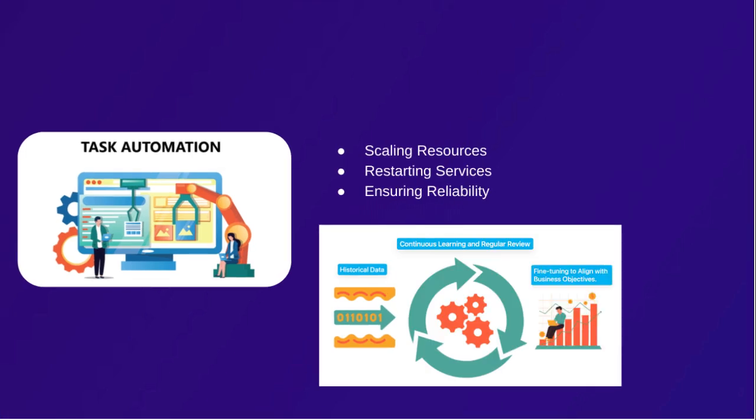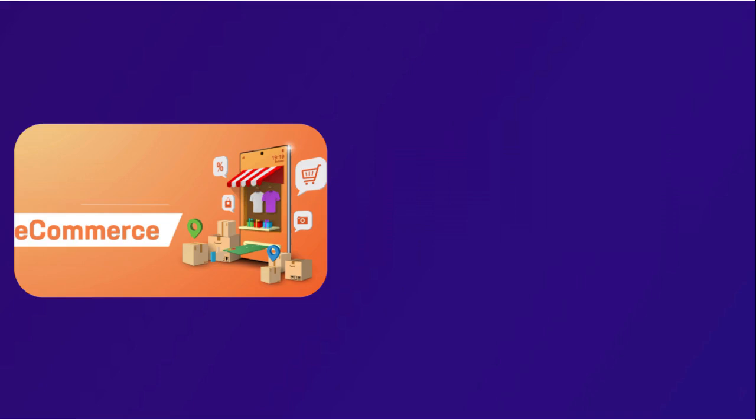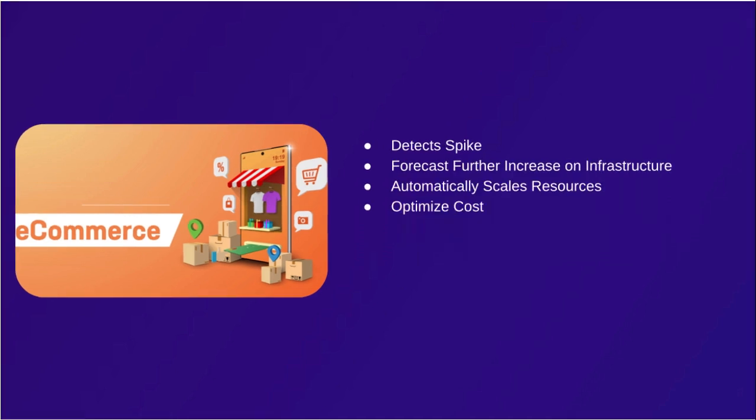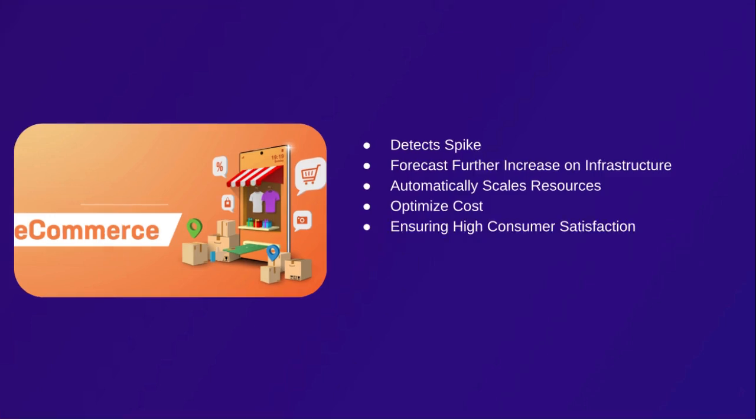A great example of AI ops integration in a cloud environment is a holiday sale on an e-commerce platform hosted on AWS. AI ops can detect traffic spikes in real time, forecast further increases, and automatically scale resources to maintain performance. After the sale, it optimizes costs by shutting down underutilized servers, ensuring high customer satisfaction and cost efficiency.